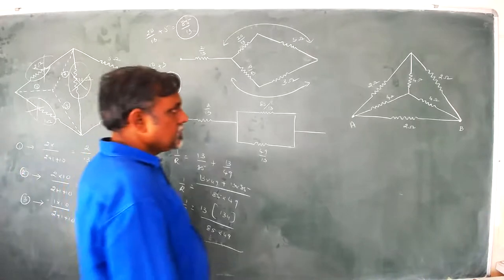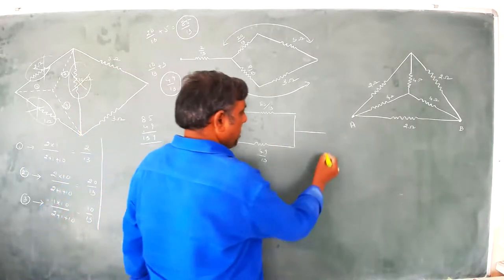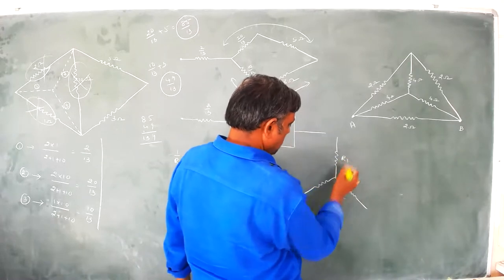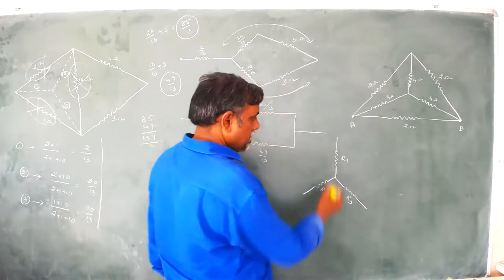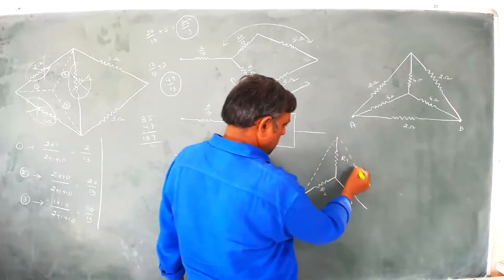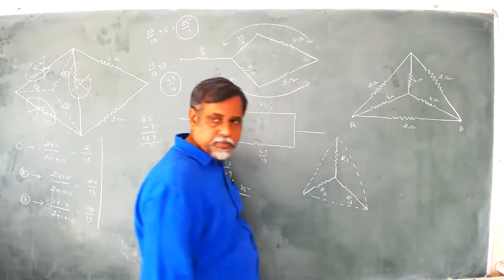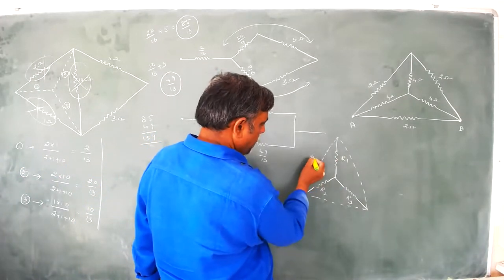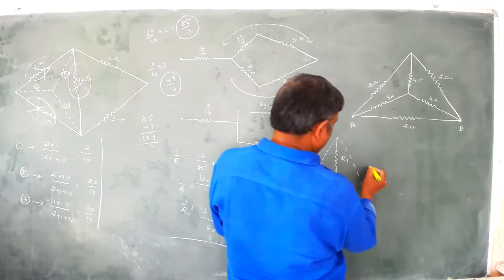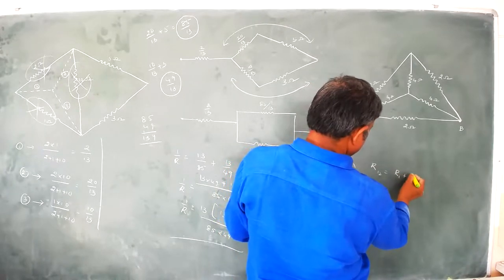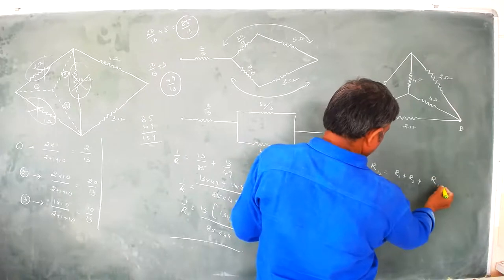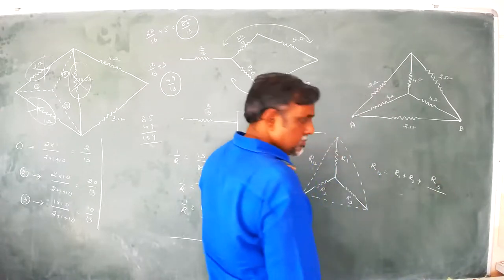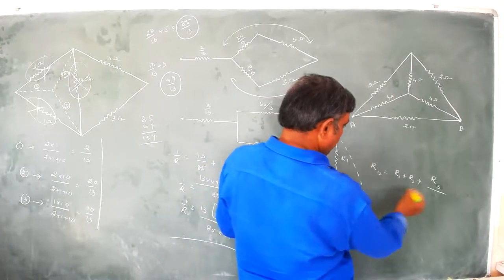Star to delta. Delta to star or star to delta? Star to delta. Okay, so this is R1. Now this R1, so R12 is R1 plus R2 plus R1 R2 divided by R3.